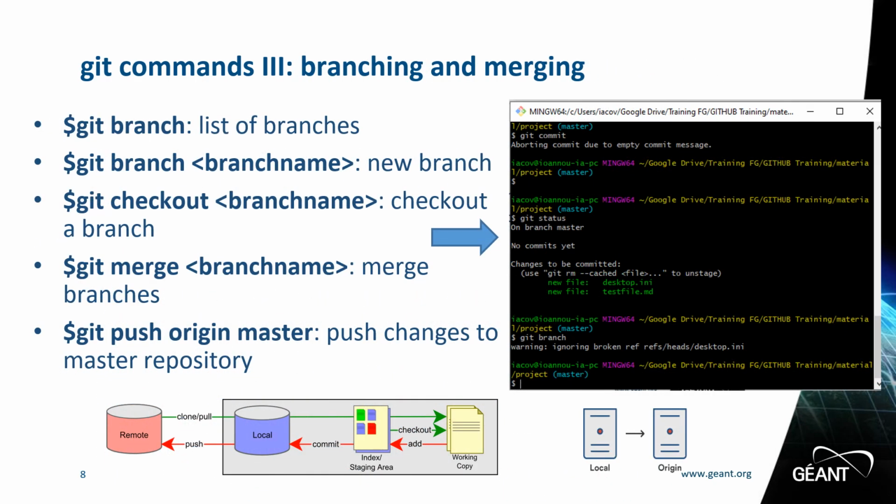In this slide, we show branching and merging using git commands in GitHub. To list all branches, the git branch command is used. For creating a new branch from an existing repository, the git branch command and the name of the new branch is used. If the user wants to check out a branch, the git checkout command can be used. The git merge command can be used for merging our branch with other branches. And finally, the git push origin master command can be used to push the changes back to the master repository.